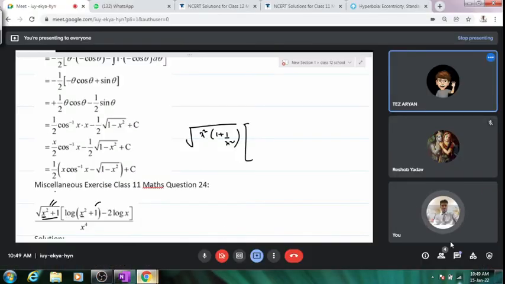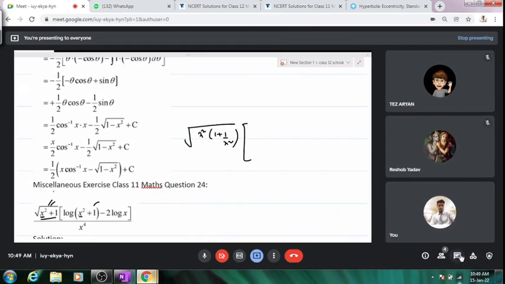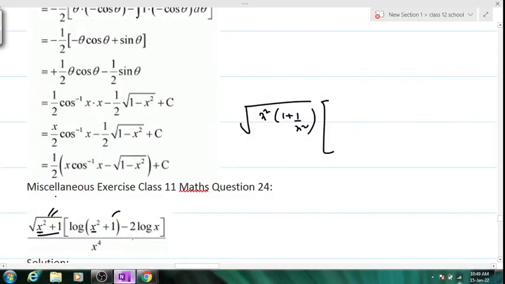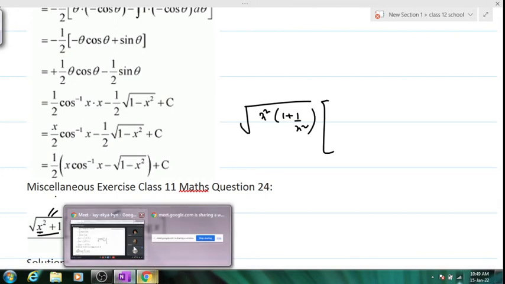It is lagging. Now it is okay. Is it okay now? Connection?